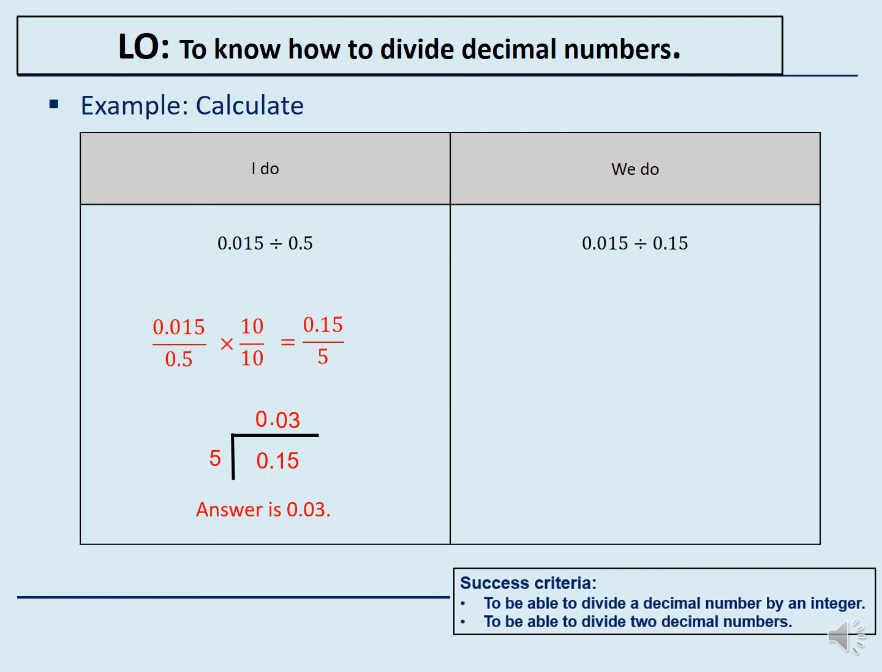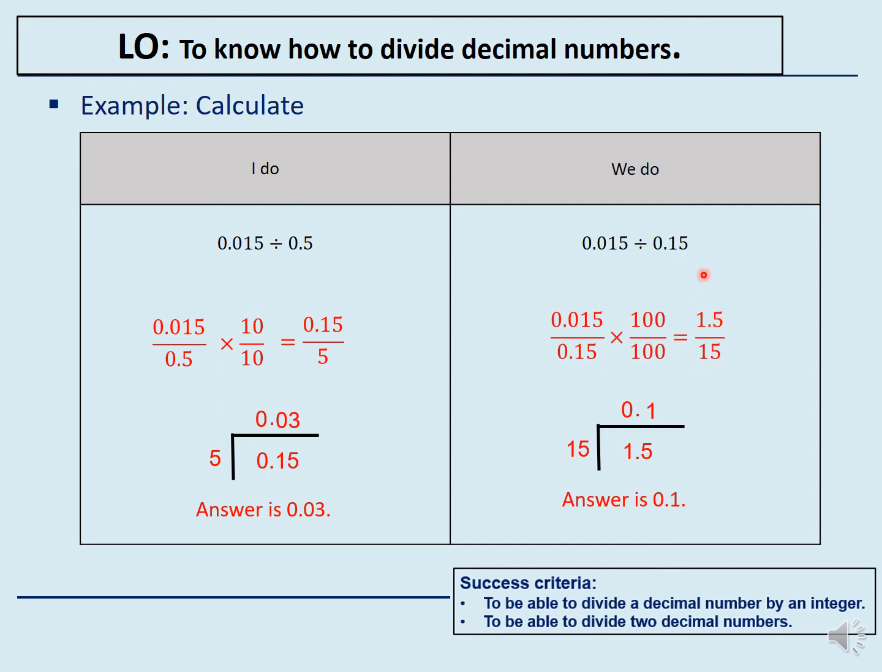Now let's go through the answers together. Decimal number as a divisor, write them as a fraction. If you do that, check the denominator, how many decimal places do you have? 1, 2. So you have 2 decimal places on the denominator. To get rid of 2 decimal places, you times by 100. If I times the denominator by 100, I times the numerator by 100 as well. If you do that calculation, you get 1.5 over 15.